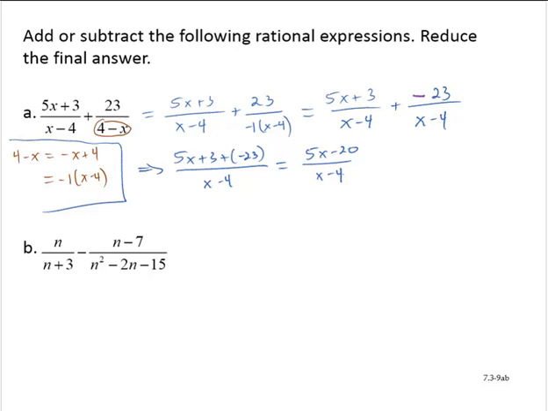Now we always want to check and see if we can do any factoring. Notice that 5x minus 20 is equivalent to 5 times x minus 4. And the denominator is still x minus 4. And so we can remove this common binomial factor of x minus 4, replacing them with 1's. And so we're left with 5 times 1, which is 5, over 1, which is 5.